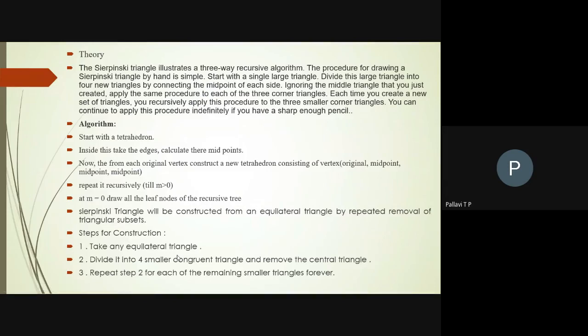We'll just take any equilateral triangle, divide it into four smaller congruent triangles, remove the central triangle, and repeat the step for each of the remaining smaller triangles forever. When you keep on dividing or subdividing the triangle, we will end up with an infinite number of triangles. That is the main idea of the Sierpinski triangle.